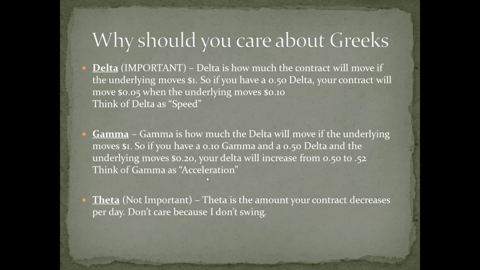Think of gamma as the acceleration. So you've got your delta, which is the speed at which your position will move, and then you've got the gamma, which is the acceleration of your position. So this is how fast it's going, and this is basically how much gas pedal is getting put into the position. So is it going to speed up or is it going to slow down? And this is the current speed.